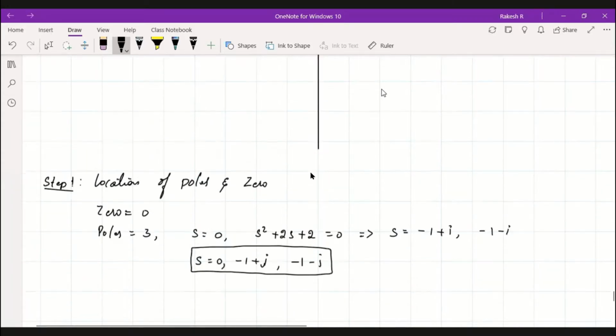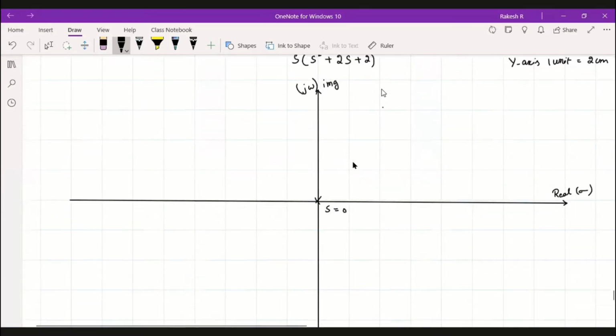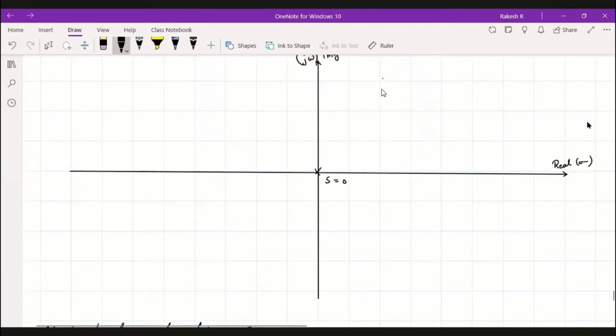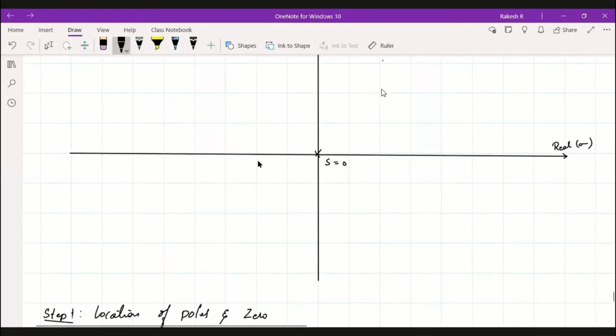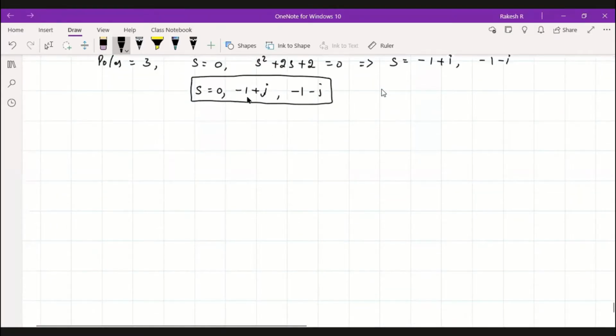So we shall locate that in the s plane. First, s equals 0. Here, the scale I have taken is x axis 1 unit equals 2 centimeter and y axis 1 unit equals 2 centimeter. So this will be 1, this will be 2, this will be 3, similarly 1, 2, 3. Here s equals 0 we have marked.